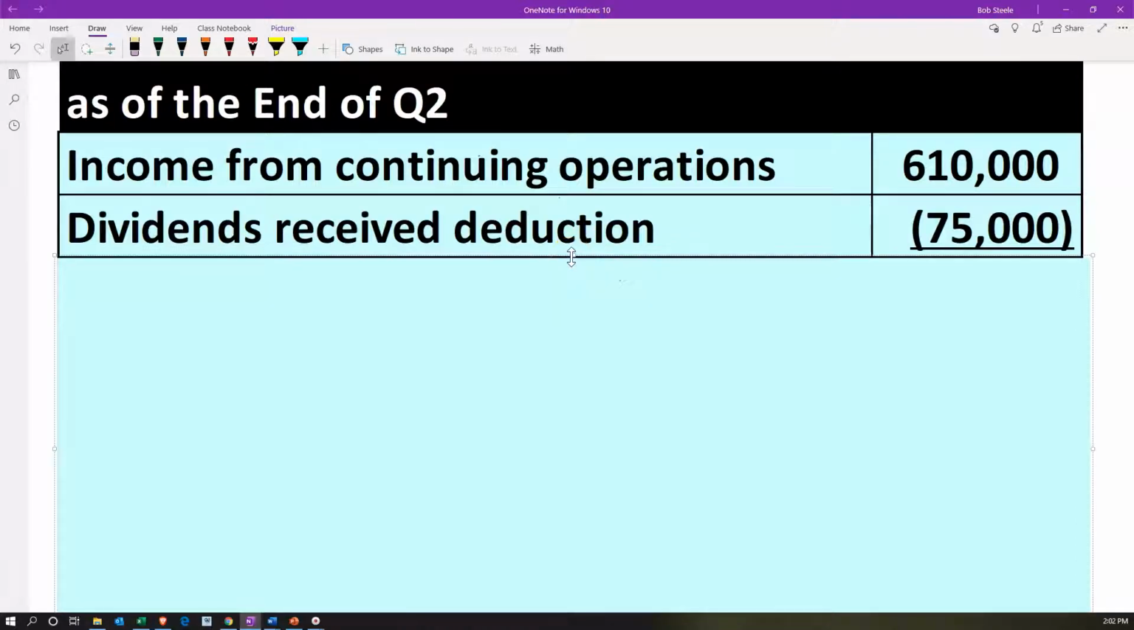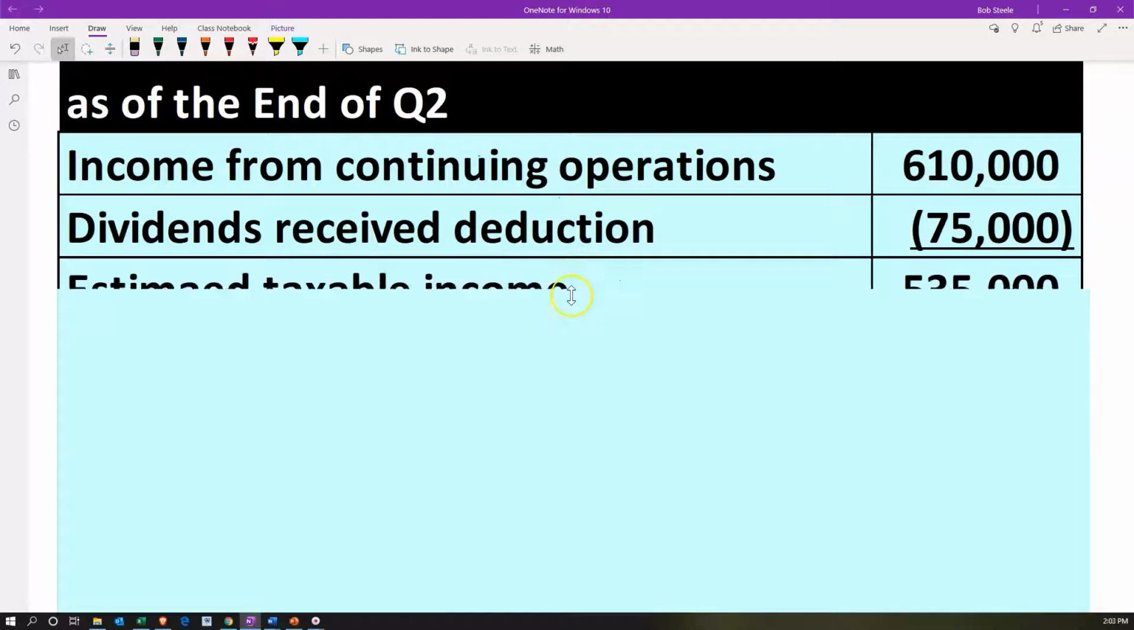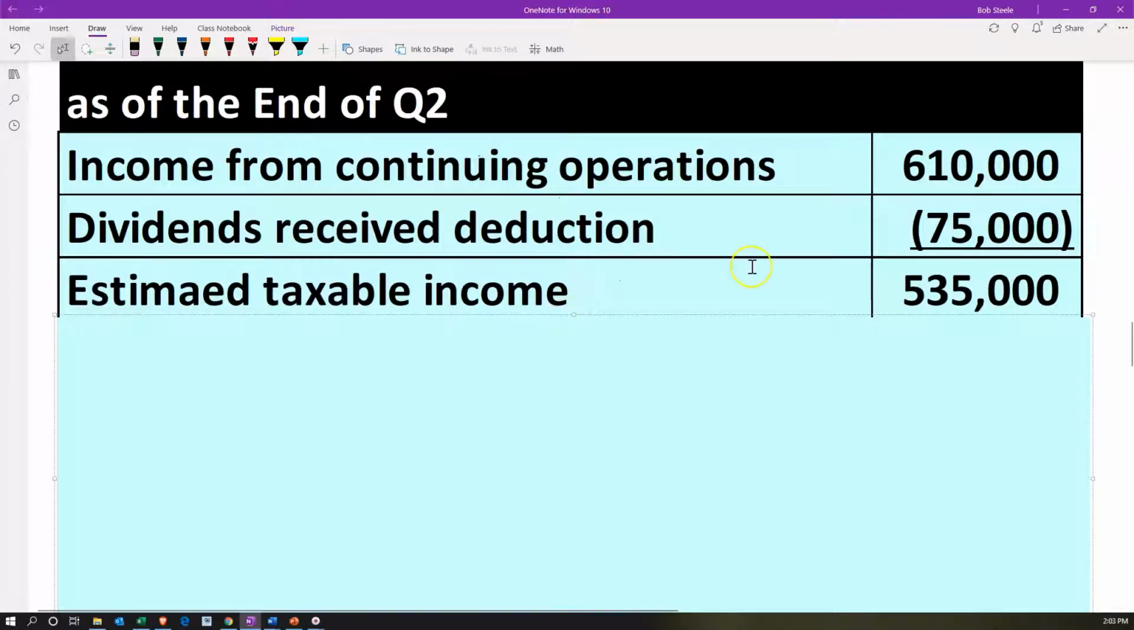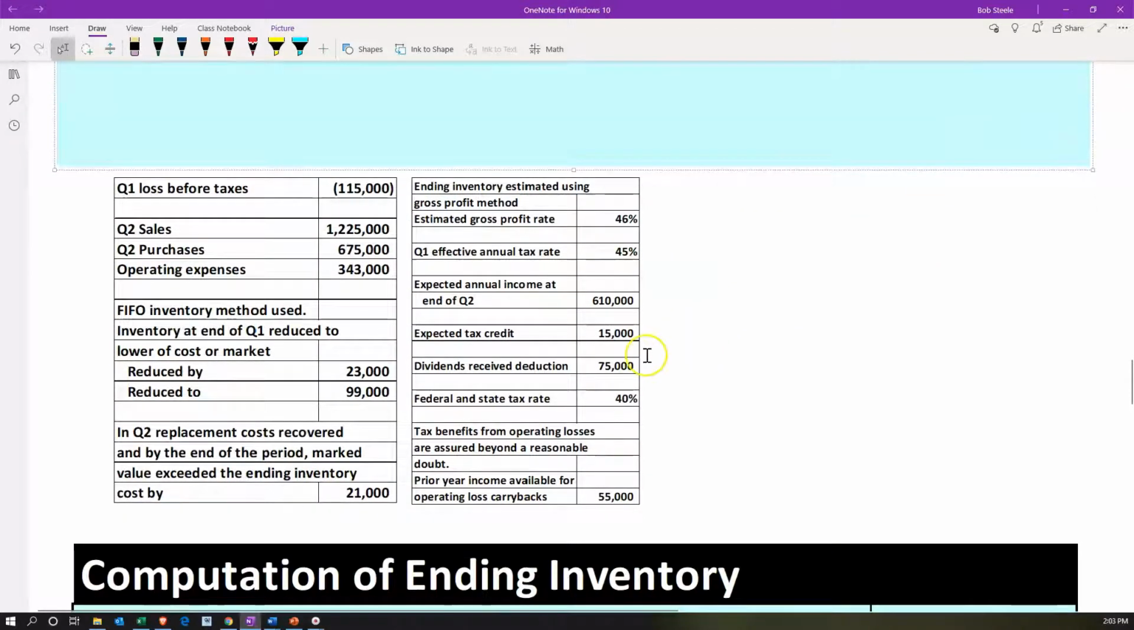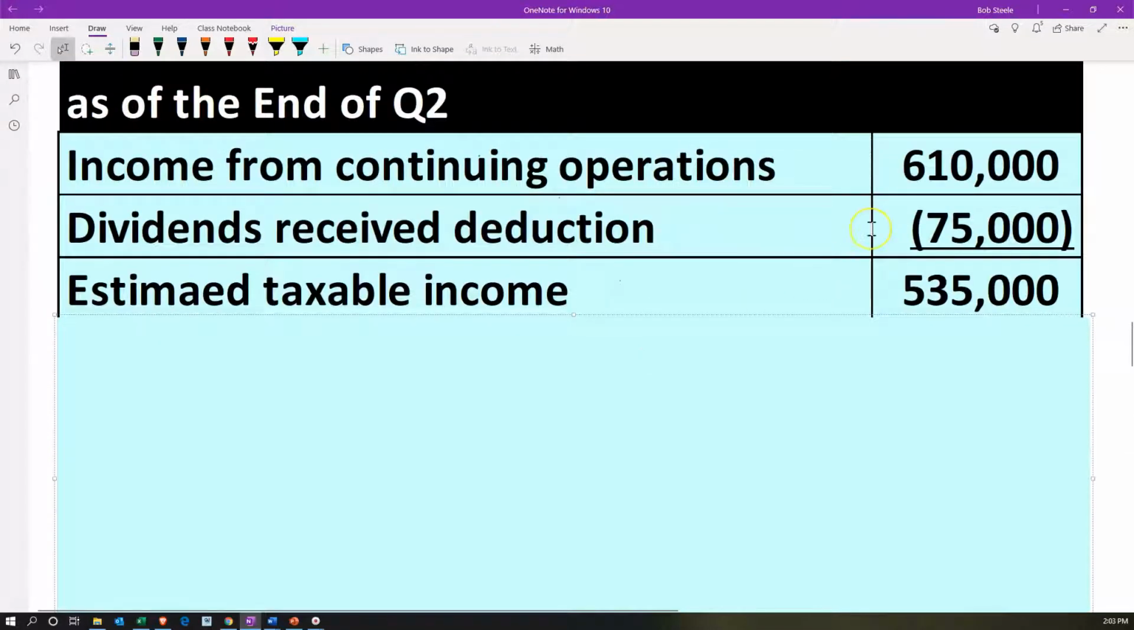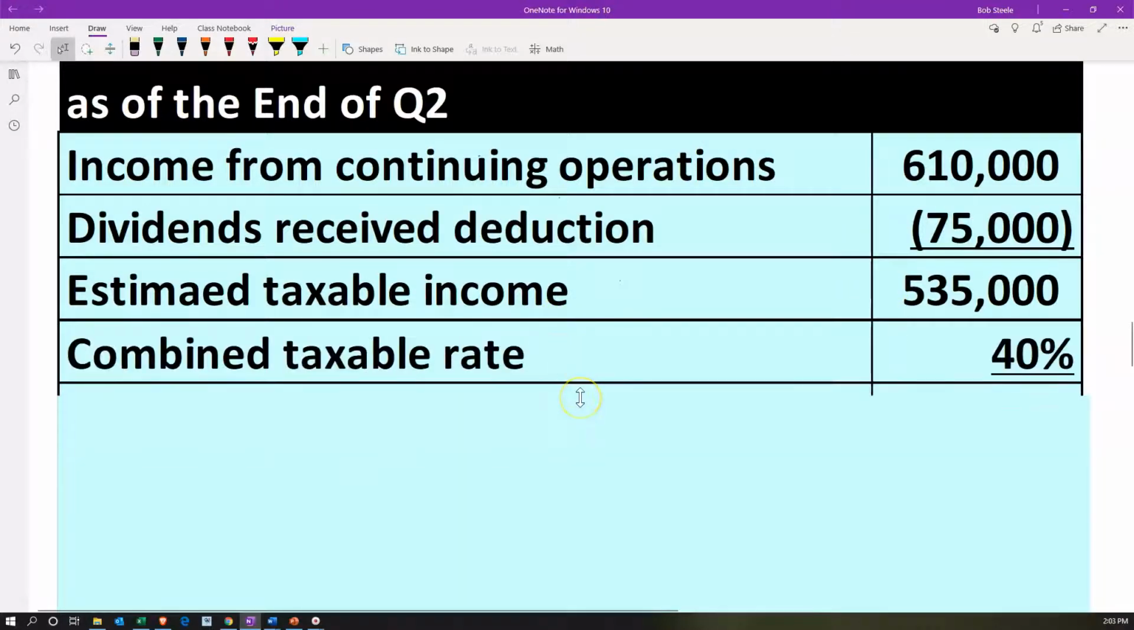Then we're gonna take our dividends received deduction. In other words, we're gonna take our differences, in this case a permanent difference here, to get to our estimated taxable income. That's $75,000, of course, coming from our data as well. So we had the data down here saying that there was a $75,000 dividends received deduction that is not on the books, but is going to be on the taxes. Therefore, we're going to take our book estimated income and subtract the $75,000 and then get to the $535. We're going to say that's the estimated taxable income. So that's what we expect our taxable income to be.